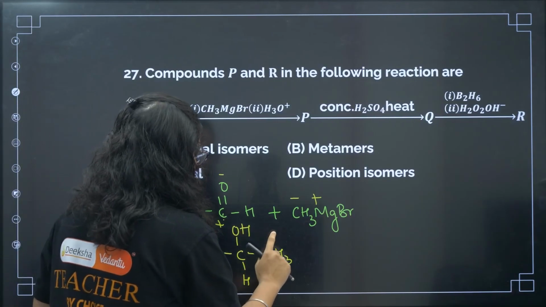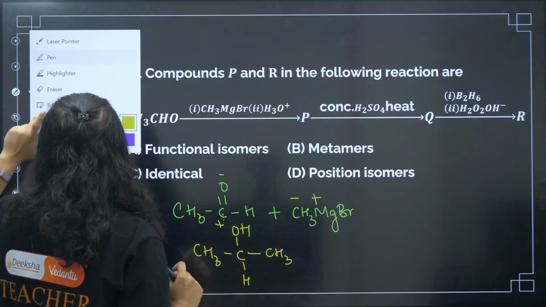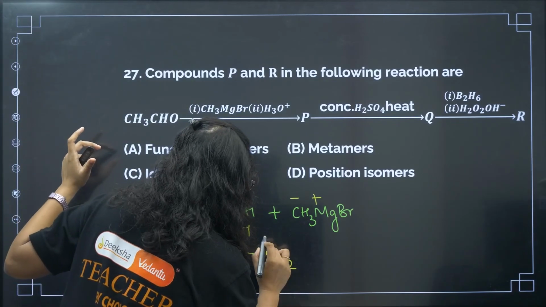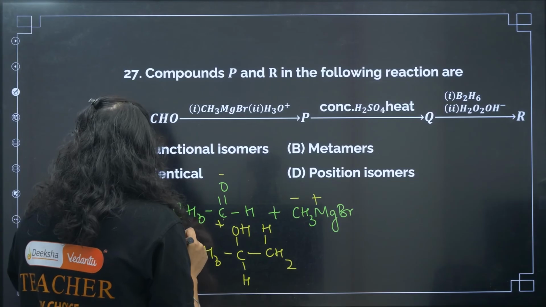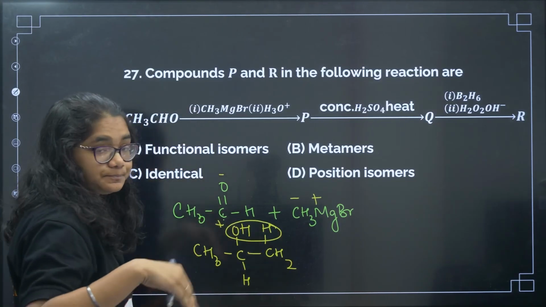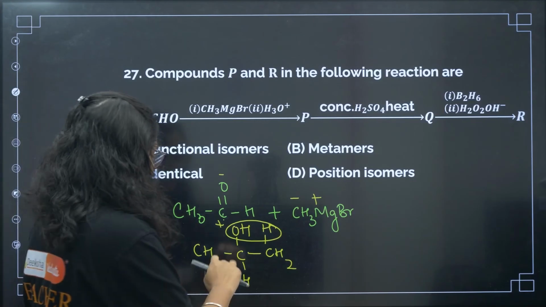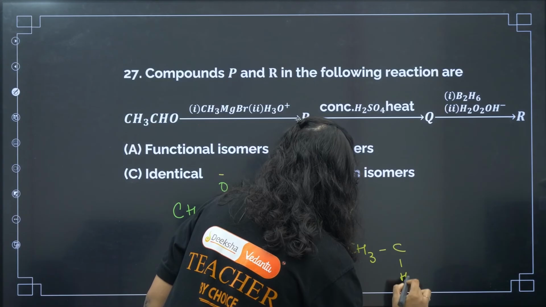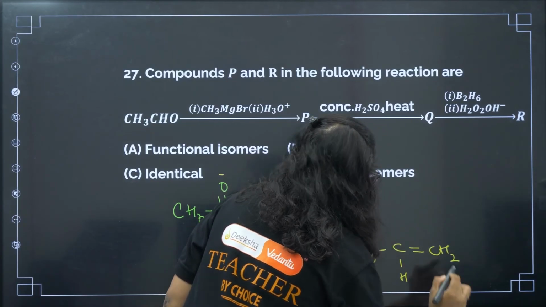So what will happen from here? So I can write it like this. Let me represent it, H2 and H. Okay, so now what happens, this OH and H can be removed by dehydration. So what I'll get here is CH3 CH double bond CH2.